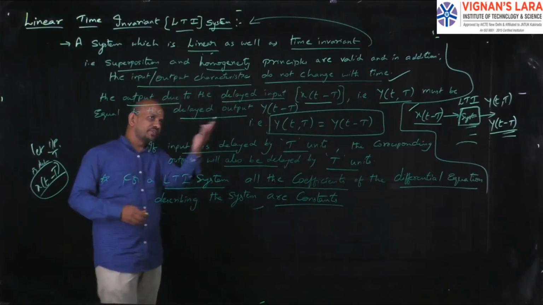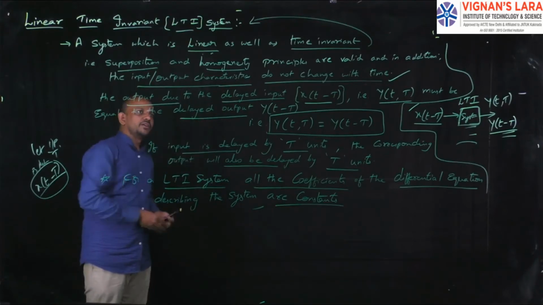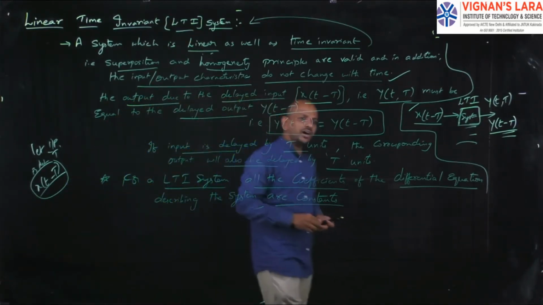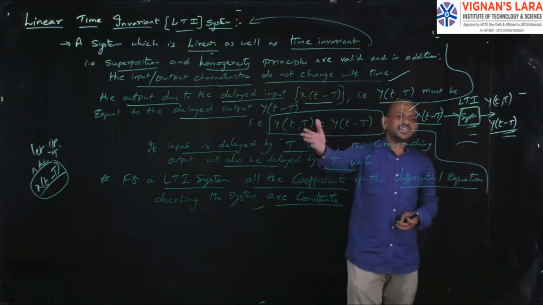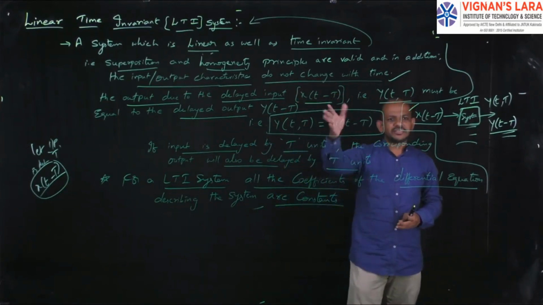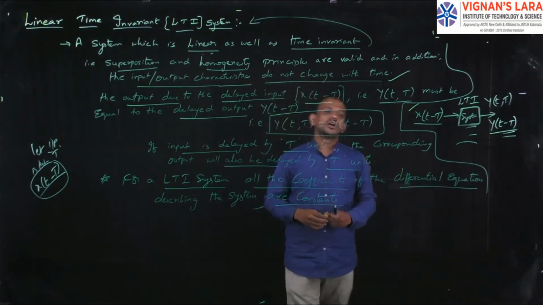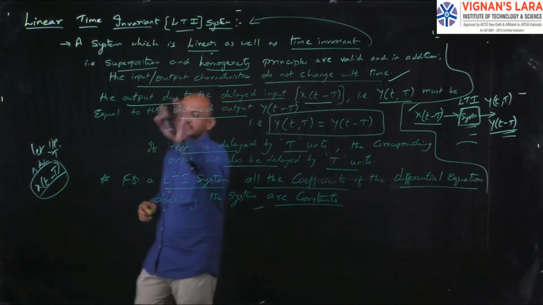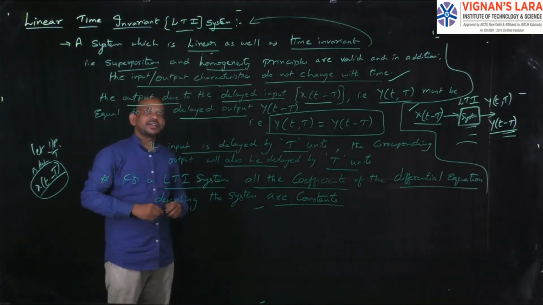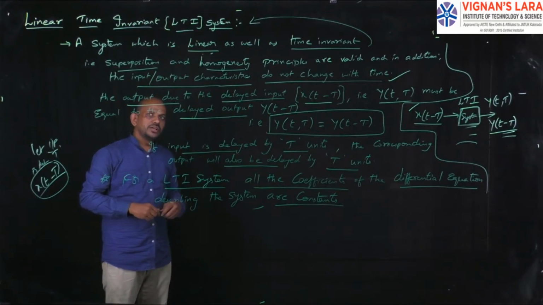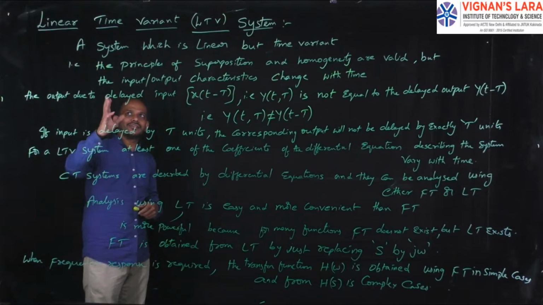So on seeing a differential equation, if all its coefficients are constants, then I can simply say that is an LTI system. Or simply, for an LTI system, the coefficients of all the differential equations which describe the system are constants. Okay, this is completely about the linear time invariant system. Now we will move on to the linear time variant system.